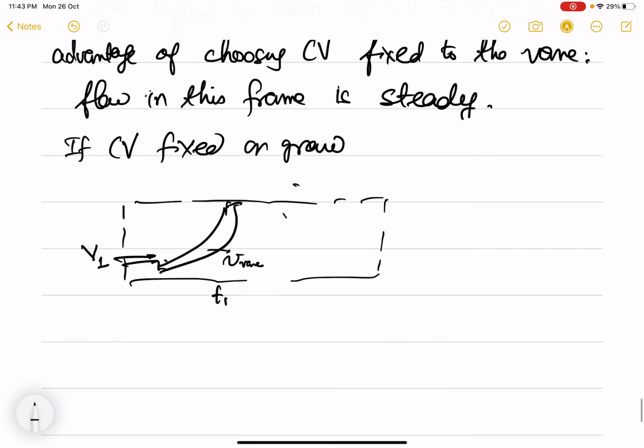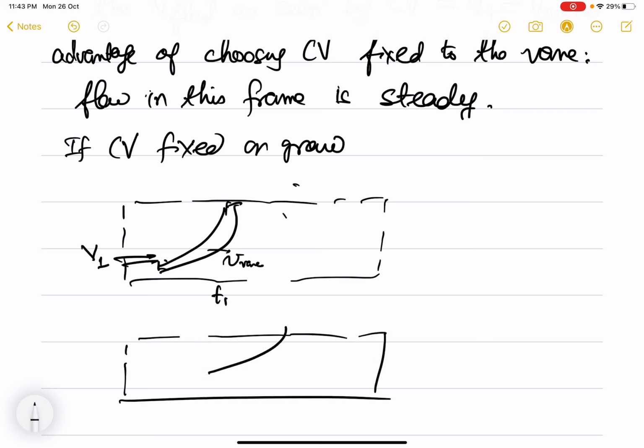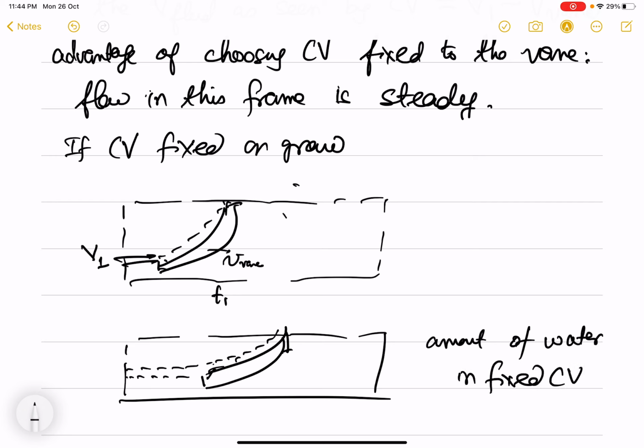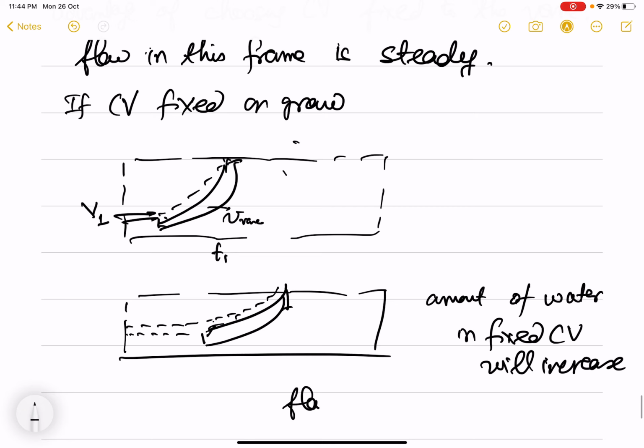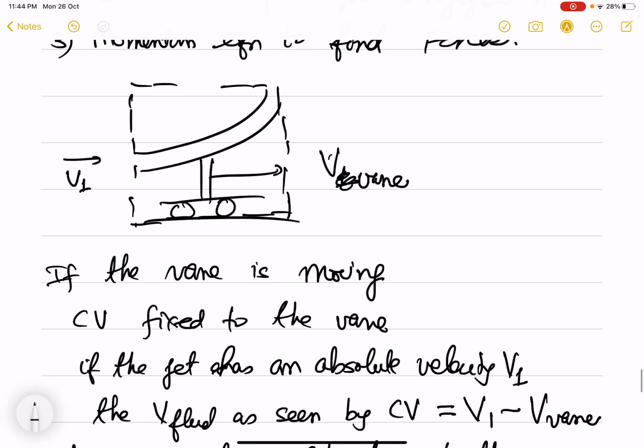This is the control volume at time t1. At a later time t2, this same control volume will look like this, and here the amount of water in the fixed control volume will increase, and clearly flow with respect to the fixed control volume is unsteady. So that is why I choose a control volume which is fixed to the vane.